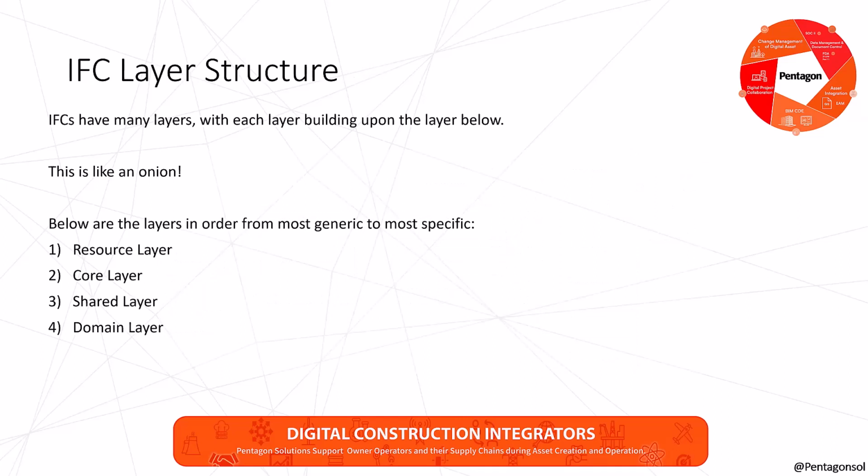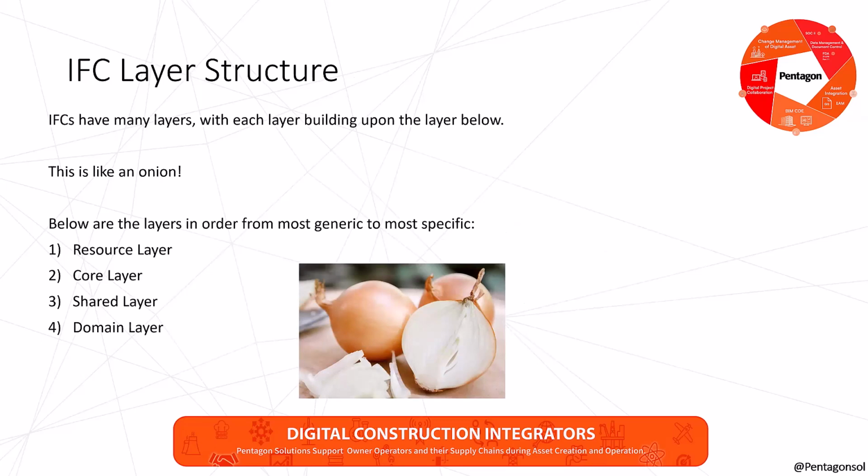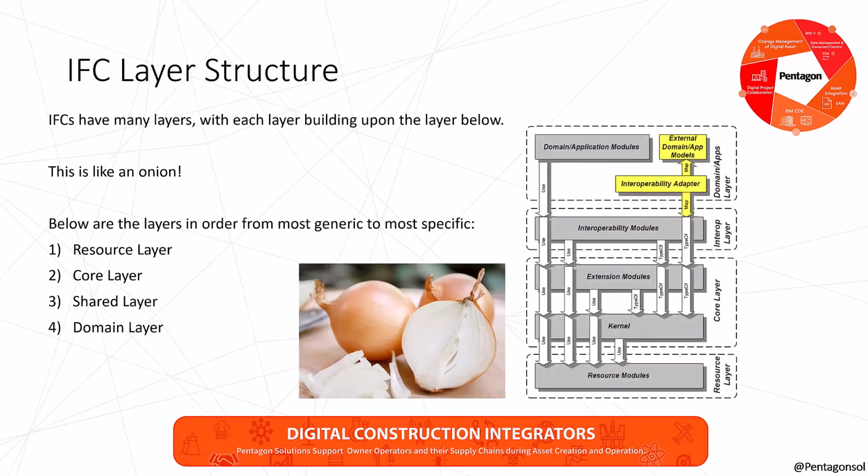So IFCs have many layers, nearly like an onion. And when you try to peel it back, it can make you want to cry if you don't know what's going on. But once you have a better understanding, it is a structured approach. So on screen, we can see there are four key layers which go into an IFC, and each layer is built upon each other from most generic to discipline specific.